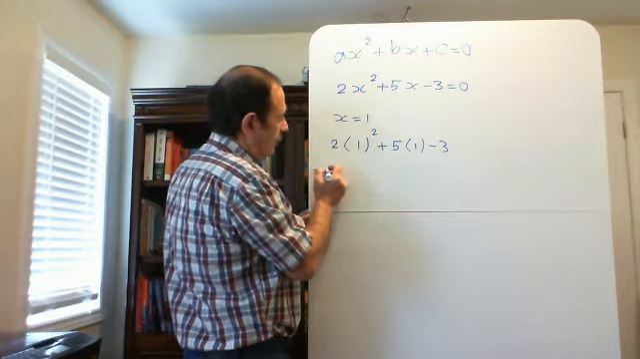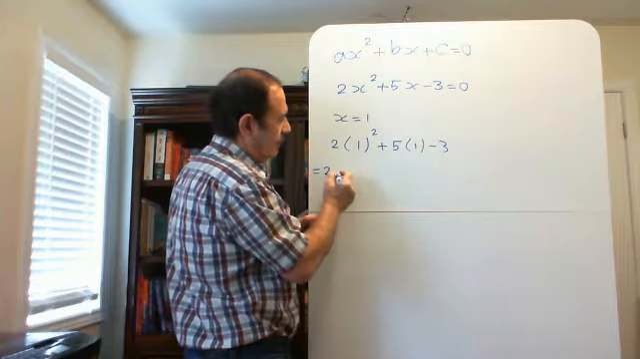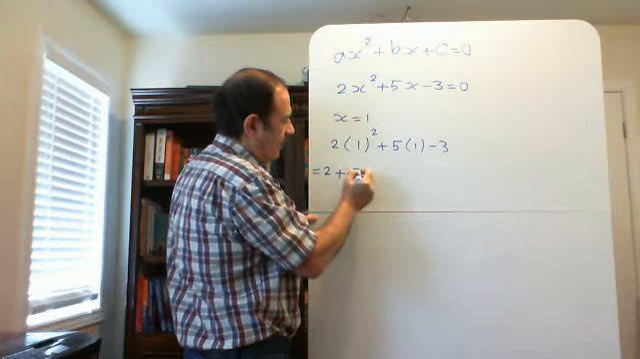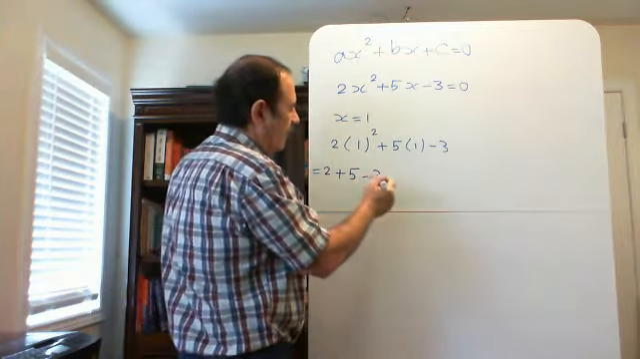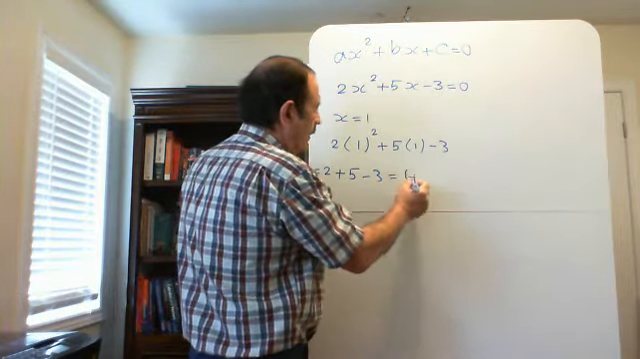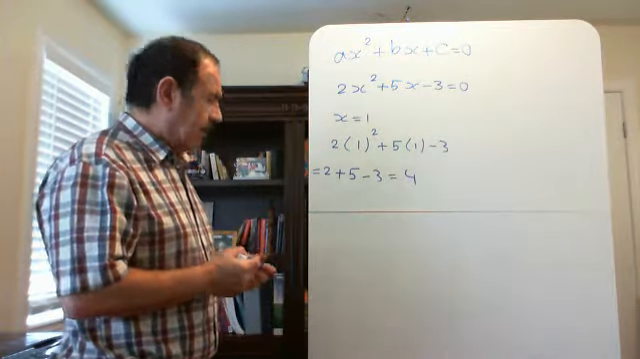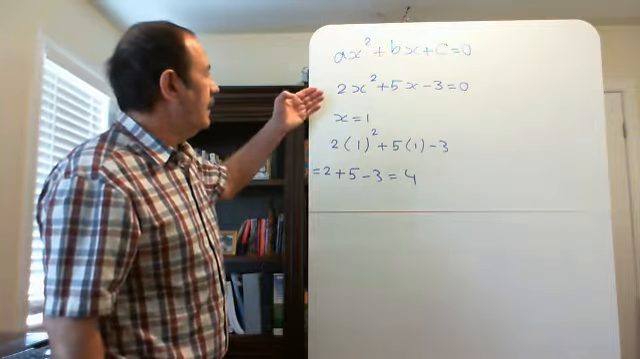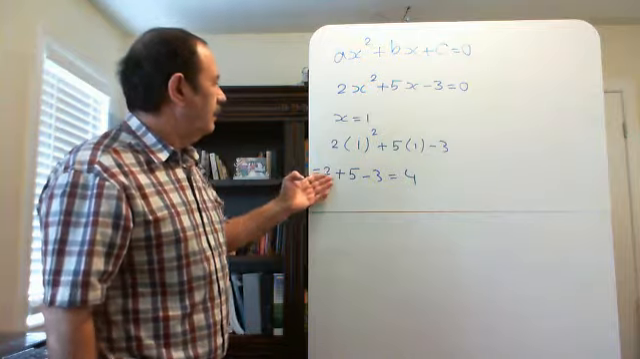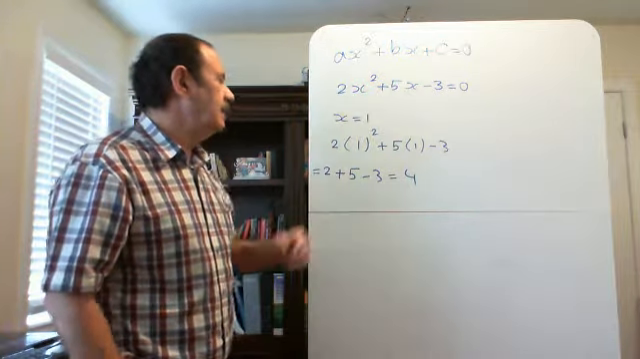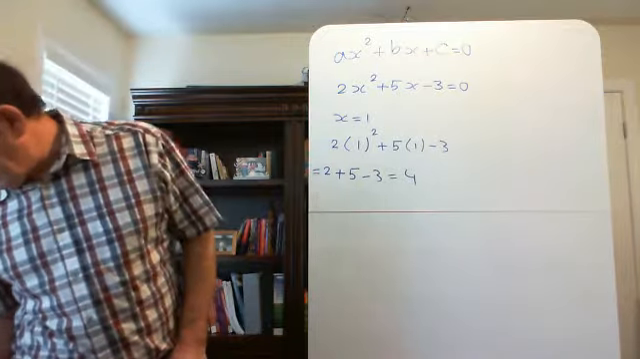It's going to be 1 to the power of 2 again is 1, times 2 is going to be 2, plus 5 times 1 is 5, minus 3. So 2 plus 5 is 7, minus 3 is going to be 4. And it's not ended to 0, it means it's not a solution. Let's just check one more time that I didn't make a mistake. 2 plus 5 minus 3 is not equal to 0. It means this is not the solution.